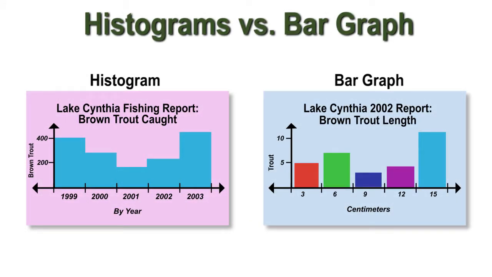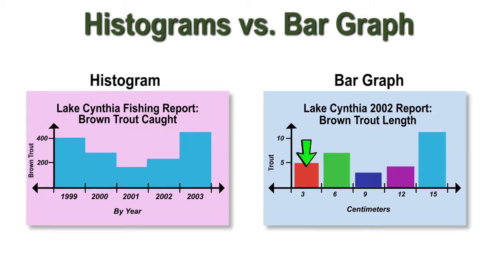Histograms are often incorrectly seen as synonymous with bar graphs. Even though they do have a similar look, histograms are a graphical representation of numerical data that has been grouped into intervals. Here is an example of data that is looking at brown trout lengths in centimeters.